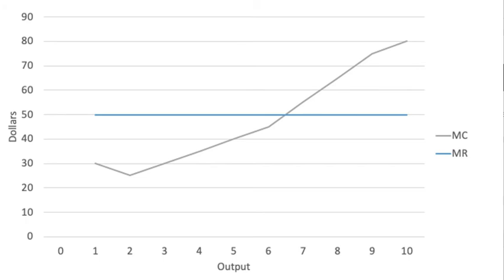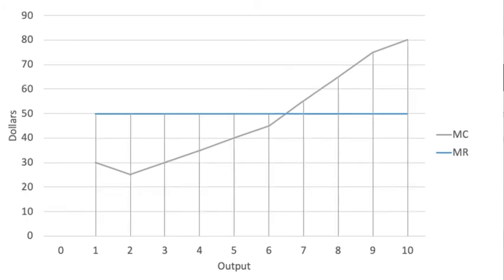Each of the vertical lines I've placed represents an output level. You'll see the furthest left line of 1, where marginal revenue is 50 and marginal cost is 30, and so on and so forth. You'll see where our decision point happened between 6 and 7 units. At 6 units, the blue curve is still greater than the gray curve. At 7 units, the gray curve is now greater than the blue curve, and this represents a situation where there's a loss.